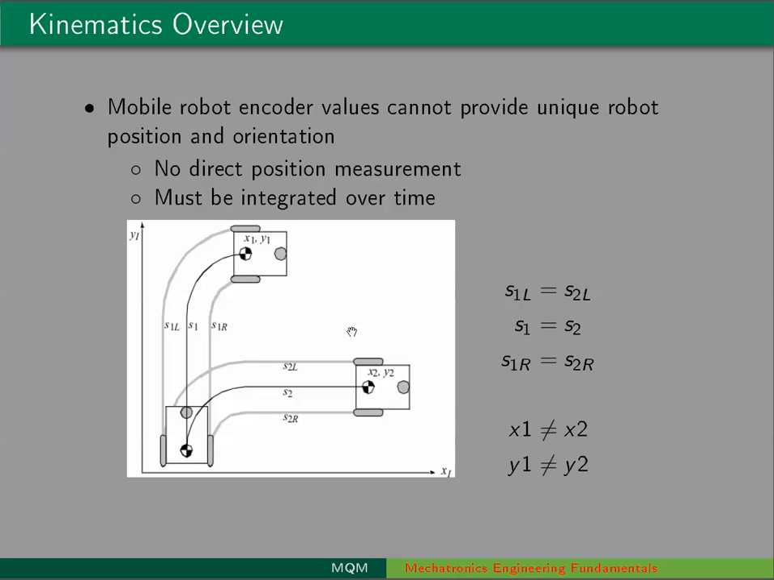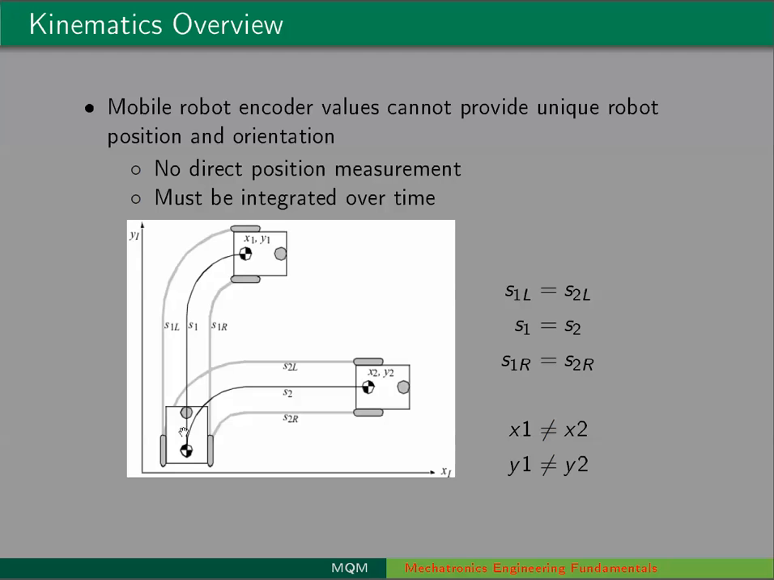Here's an example showing 2 paths, and each one has the same total offset for the 2 different wheels, and the same total offset or distance traveled by the origin of the robot frame. And yet, at the end of each path, the robot is in 2 totally different places. And it just depends on the order or the history of the wheel rotations.